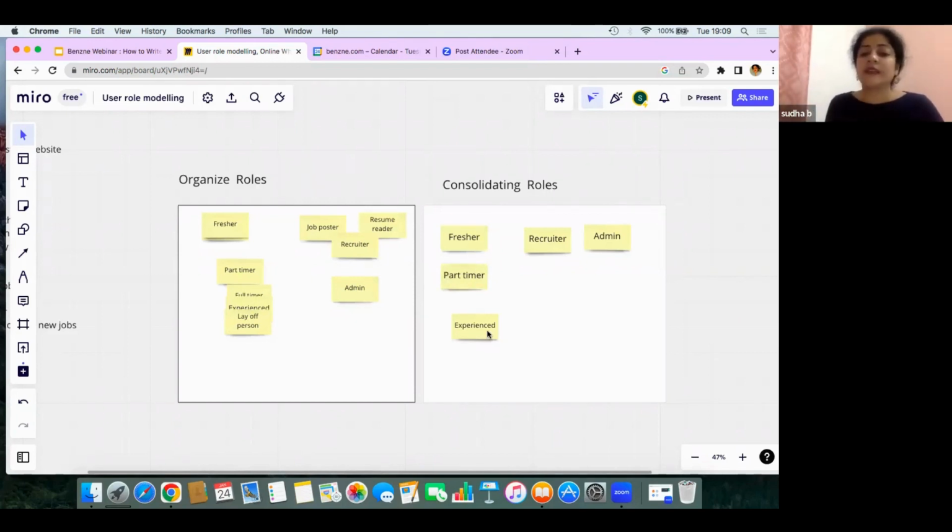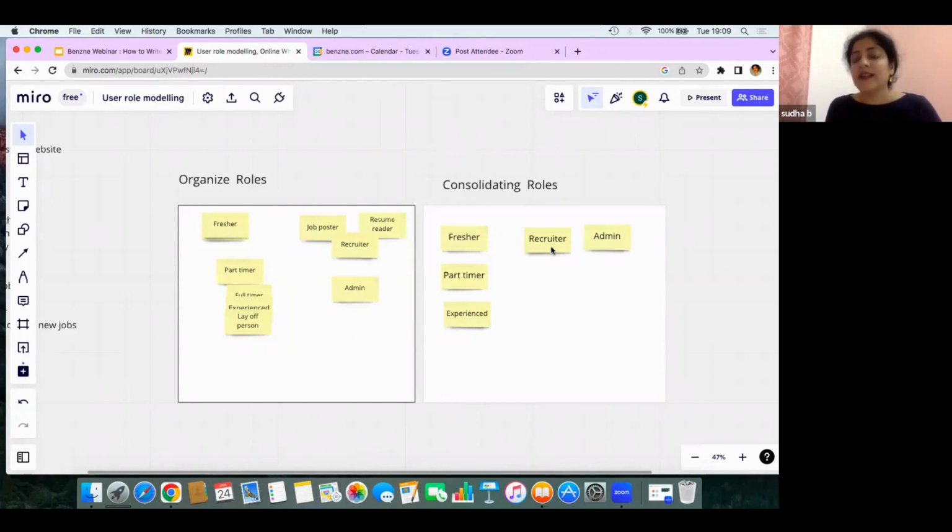But for now, let's keep the experienced user role. If you look at this one, job poster and resume reader, recruiter will post the jobs, recruiter will read the resumes as well. Certain characteristics are matching. So recruiter will also be a job poster, recruiter will also be a resume reader. So I don't want these two. Instead, I'll create a user role with all the attributes and keep it as a recruiter user role.